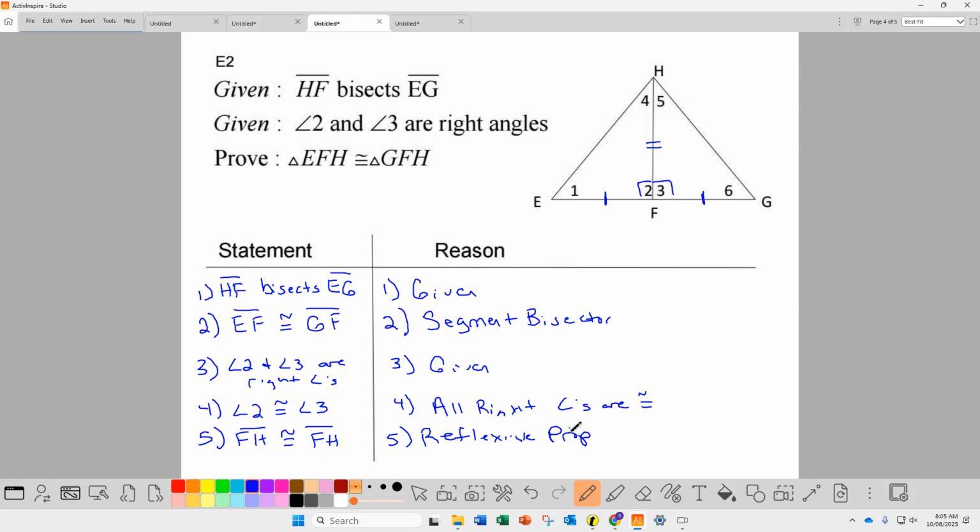Now, guys, look at your picture. You have a side, an angle, and a side. This is SAS. On the other one, you've got a side connected to an angle, connected to a side. So this one goes SAS. We can now prove the triangles congruent. So all we do is take the prove and drop it down here as our last item. It's going to be triangle EFH is congruent to triangle GFH. And what's the reason going to be?